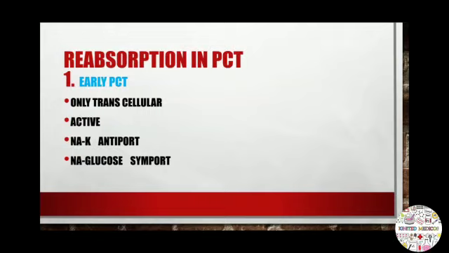Here we can divide the reabsorption in the PCT into two parts, that is the early PCT and the late PCT. In the early PCT, the reabsorption is only transcellular. Transcellular means the reabsorption is through the cells. One more word we use is paracellular. Paracellular transport means transport between two adjacent cells of the proximal convoluted tubule.